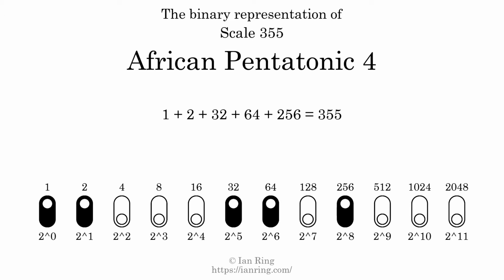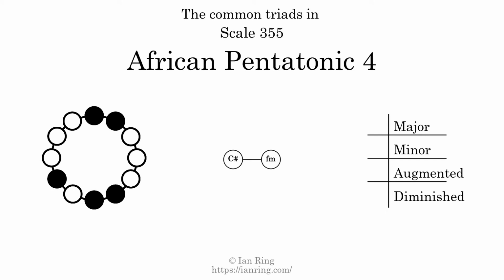The scale number not only enumerates the scale with a unique index, but it also literally describes the tonal content of the scale. Represented as a binary number in base 2, the scale number is 0001011000011. Here are the common triads present in this scale.